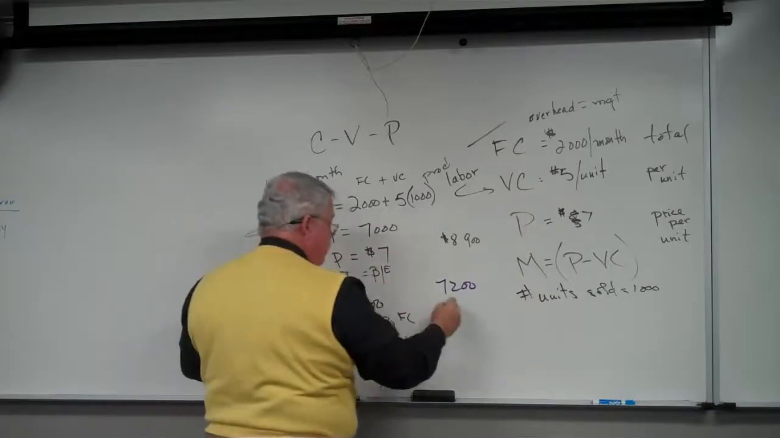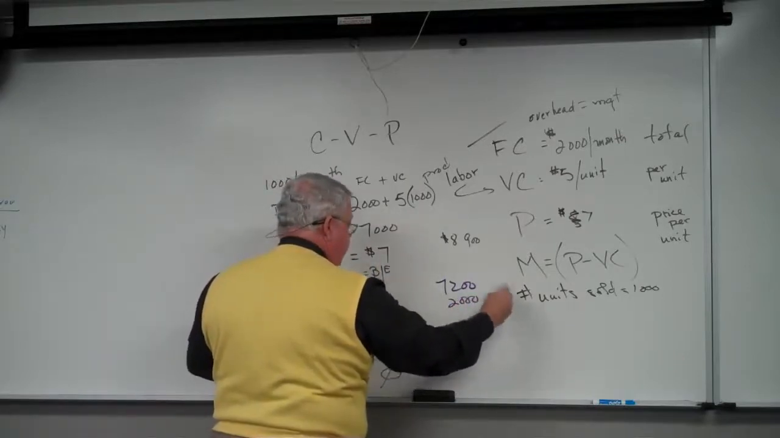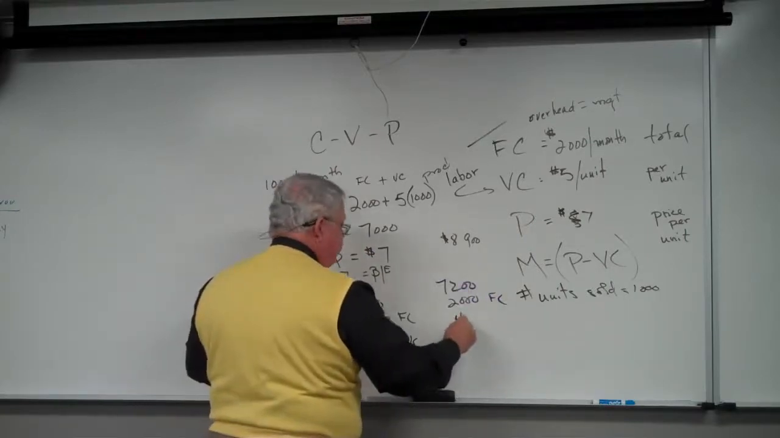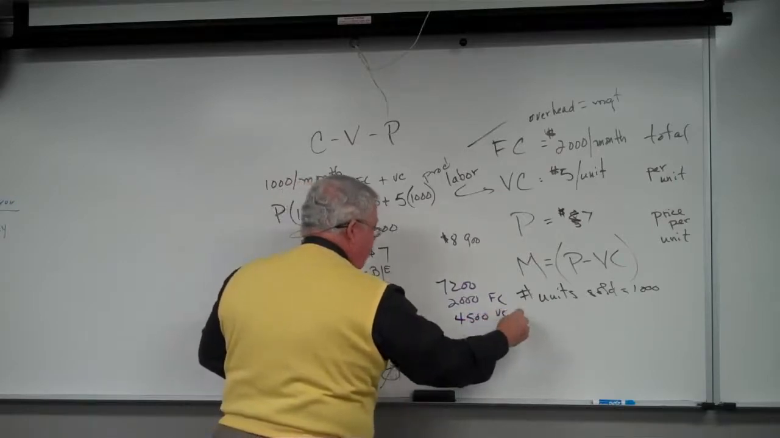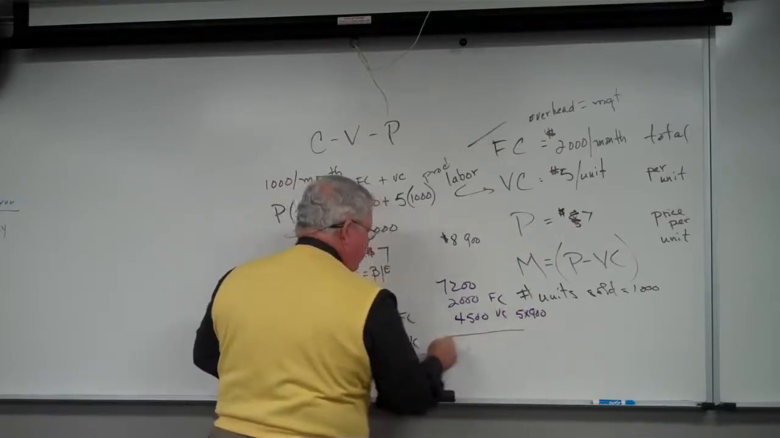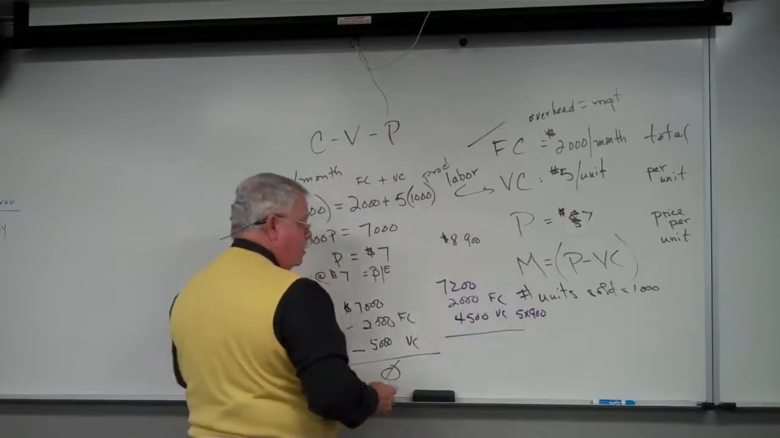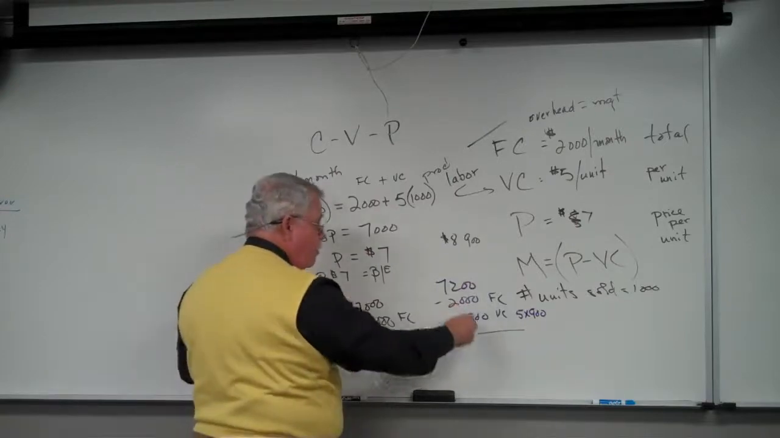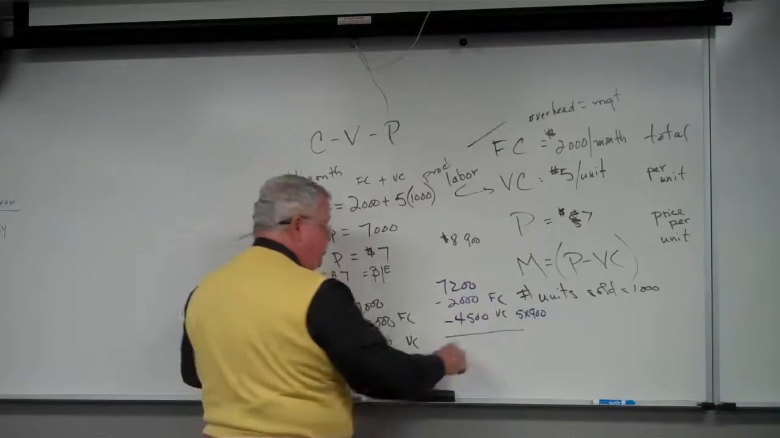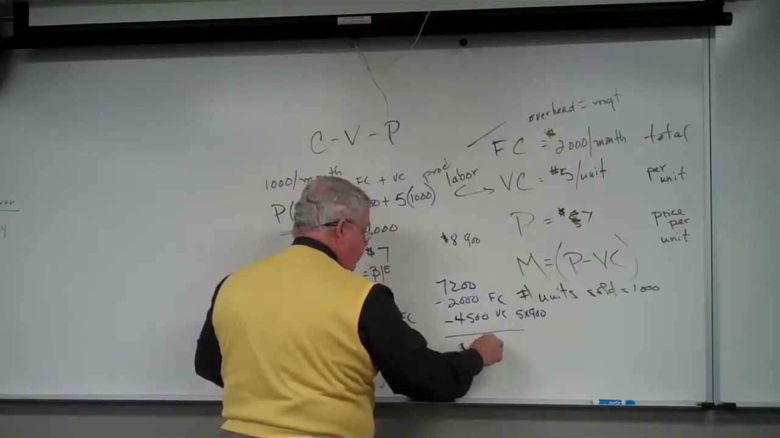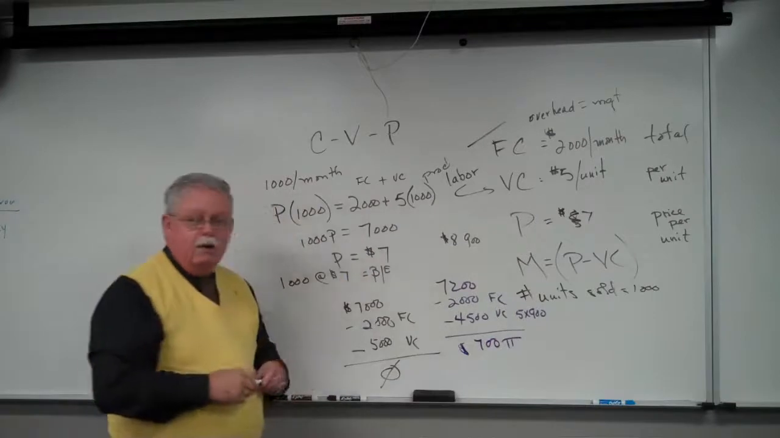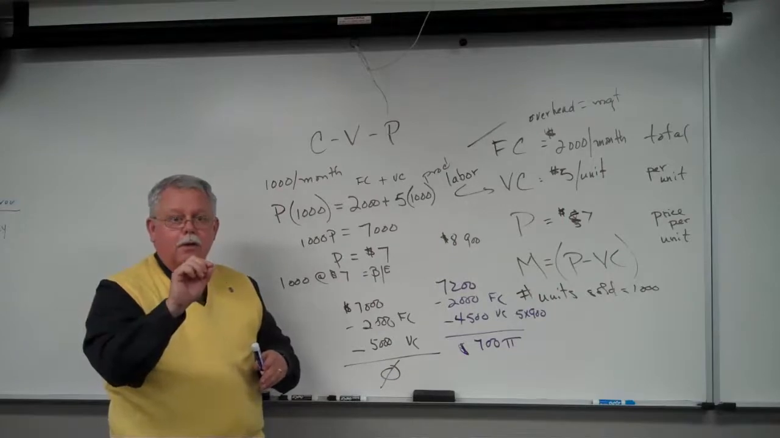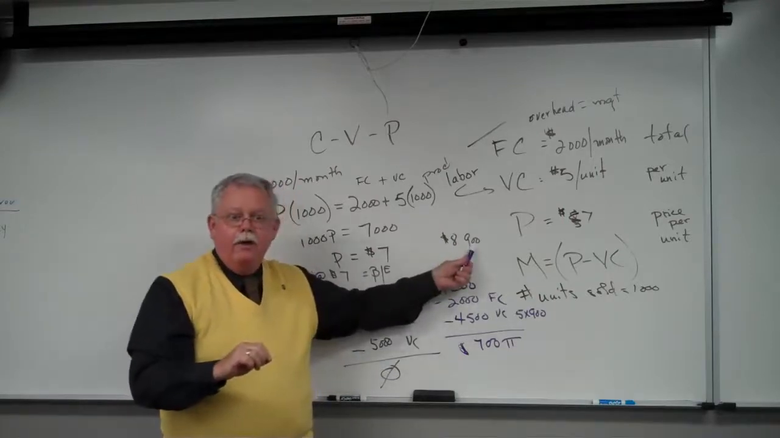How much is going out? 2,000 in fixed costs, and 4,500 in variable costs, $5 times 900 units. How am I doing? Subtract, subtract. 7,200 minus 6,500? Doesn't that make me $700 profit? So is $8 a better price? Yes. If what? If sales stay at 900. If I sell 900. If you sell 900, yes.